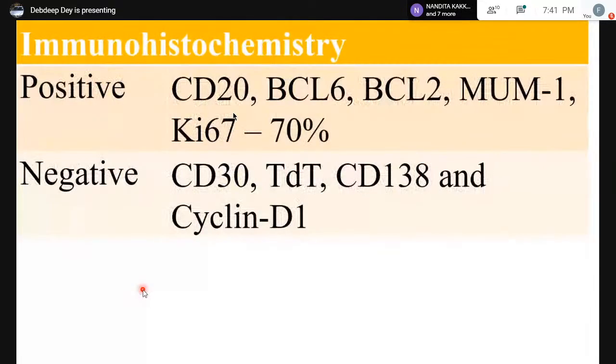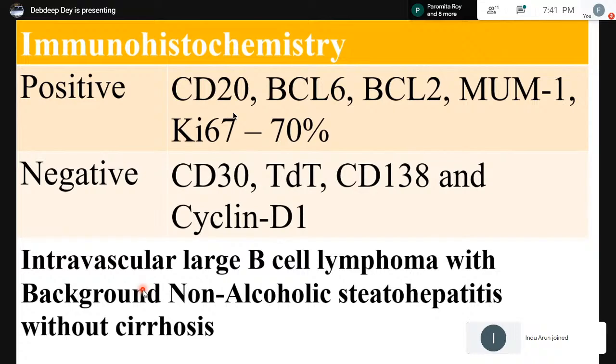So we have intrasinusoidal large B cells which are positive for CD20, BCL6 and MUM1 with a high Ki67 and negative for all these other markers. So a diagnosis of an intravascular large B-cell lymphoma with background non-alcoholic steatosis without cirrhosis was made. And the patient was started on our mini-CHOP protocol, and the patient responded, and 1 year later, she is fine with resolution of most of the symptoms.